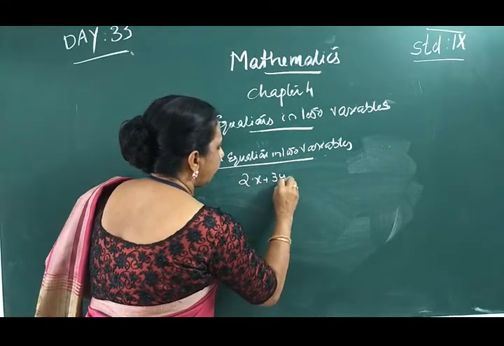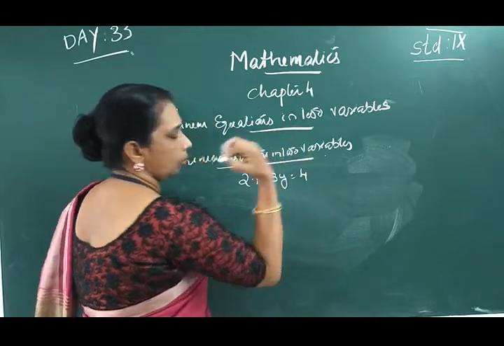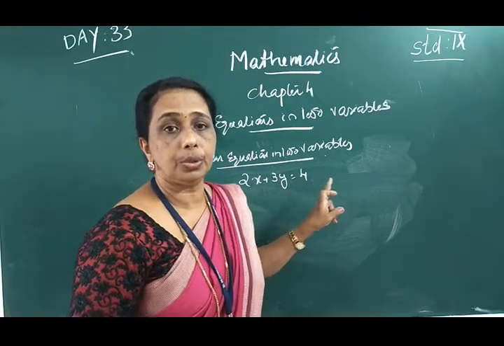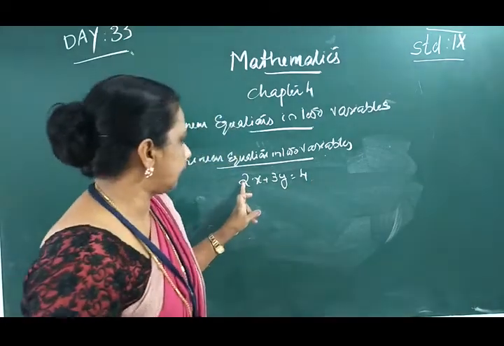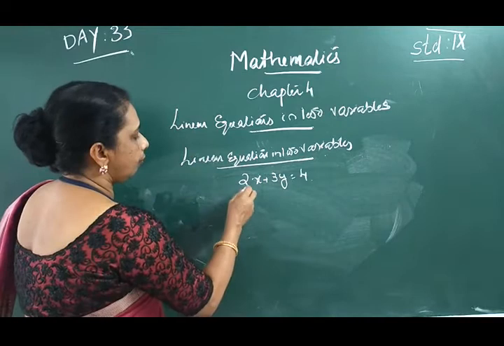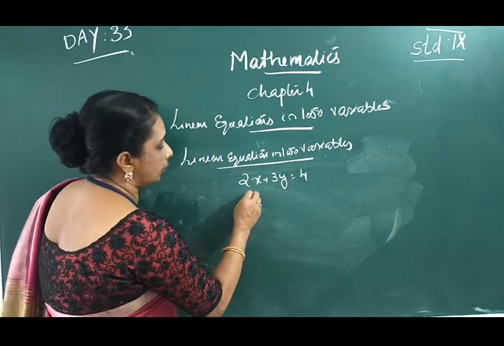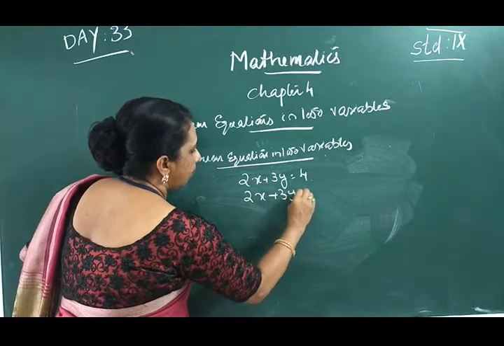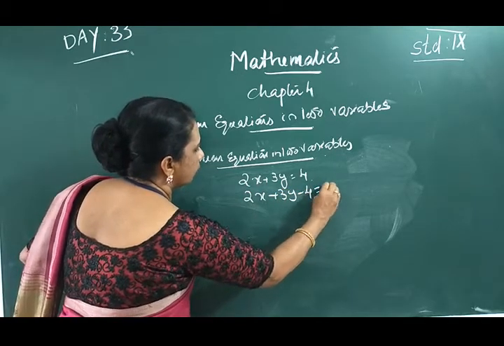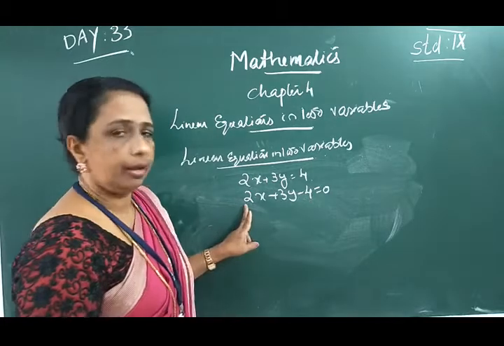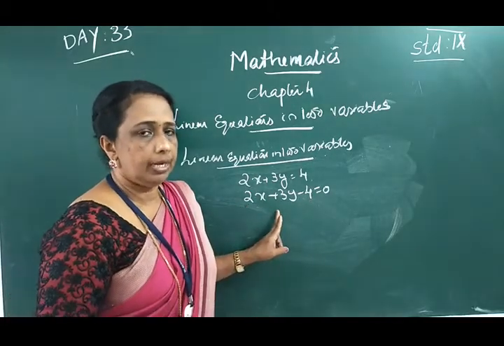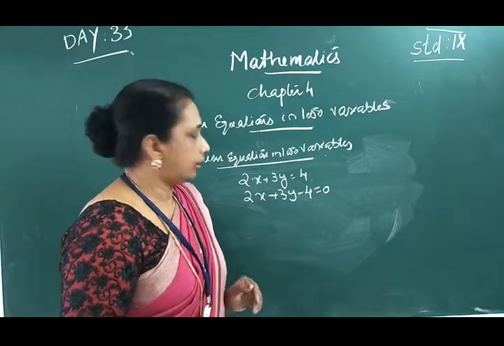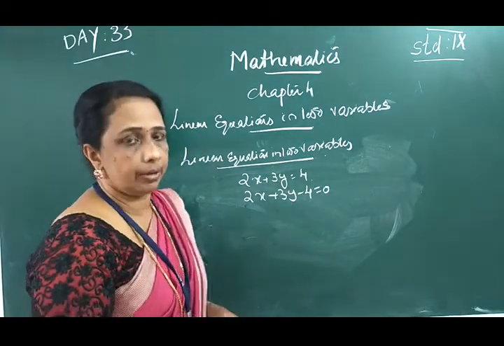2x plus 3y is equal to 4. This is a linear equation in two variables x and y. We can write it in the form ax plus by plus c is equal to 0: 2x plus 3y minus 4 is equal to 0. This is the general form of a linear equation in two variables. Before studying the solution, we can study one more thing.